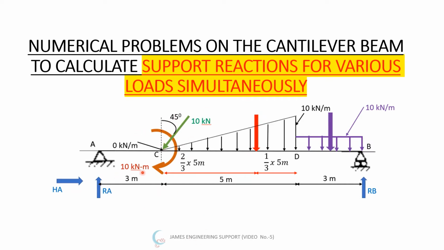Next is the moment of 10 kilonewton meter. Next is a triangular load or trapezoidal load, or you can call it a uniformly varied load of 10 kilonewton per meter, having intensity 0 at C, and at D it is having an intensity of 10 kilonewton per meter. Next is the partial UDL, that is 10 kilonewton per meter, acting from D to B on a length of 3 meter. Here we are already showing that the CG of the triangular load will be acting at 2/3 of this total 5 meter distance, and 1/3 from D.